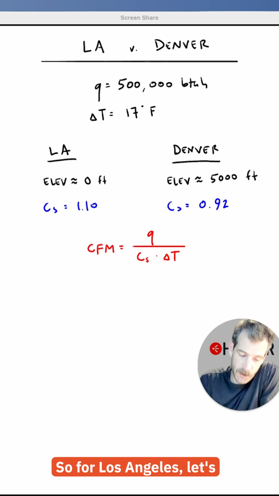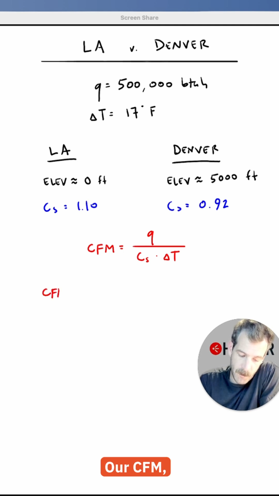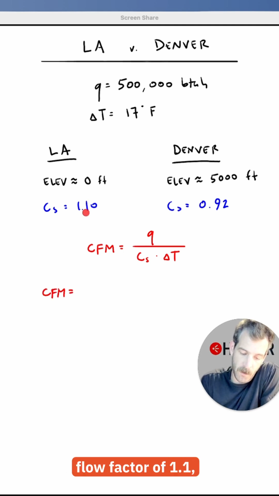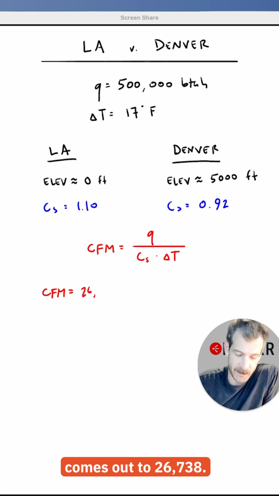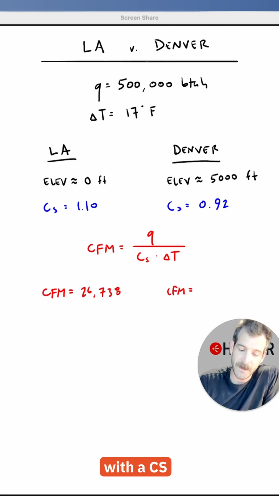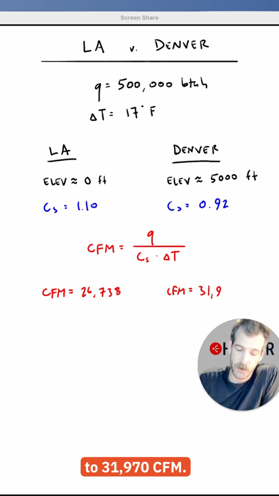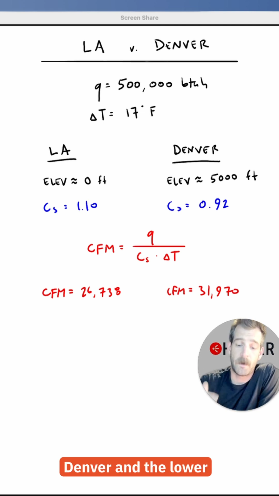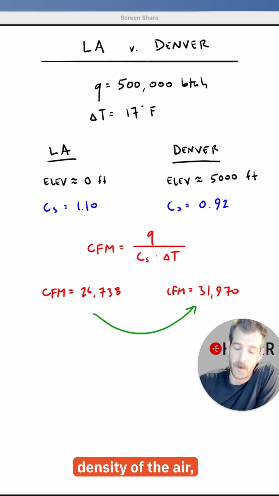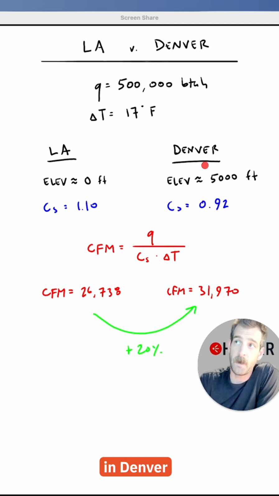So for Los Angeles, let's crunch these numbers. Our CFM, given a sensible airflow factor of 1.1, comes out to 26,738. For Denver, with a CS of 0.92, this comes out to 31,970 CFM. So due to the higher elevation in Denver and the lower density of the air, you're actually going to need to provide 20% more CFM for the same project, same requirements in Denver than you would need to in Los Angeles.